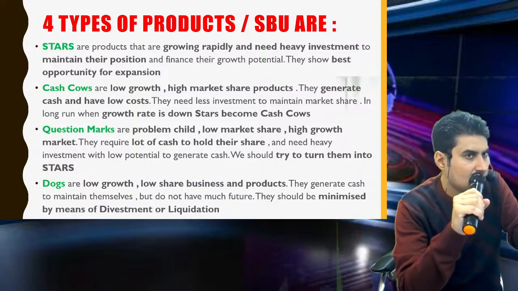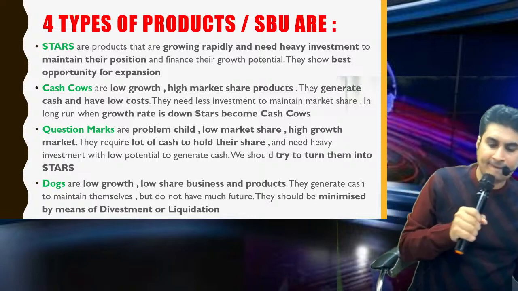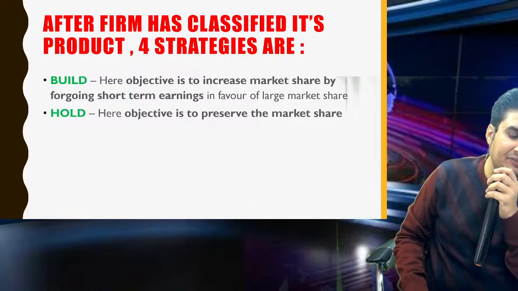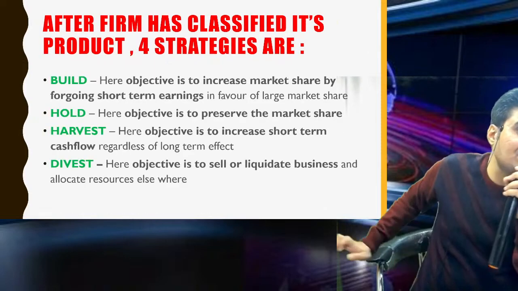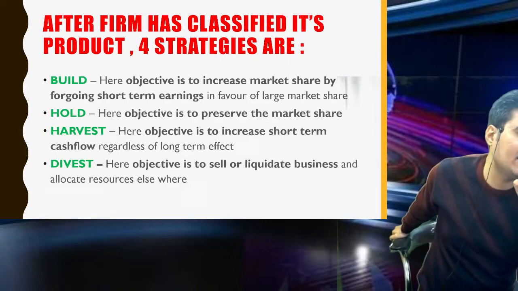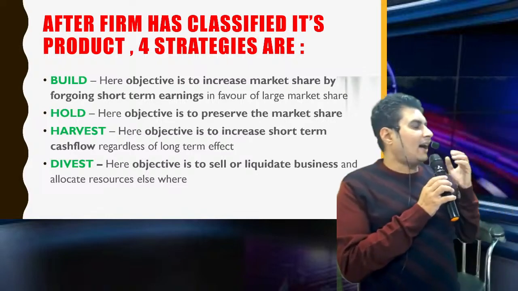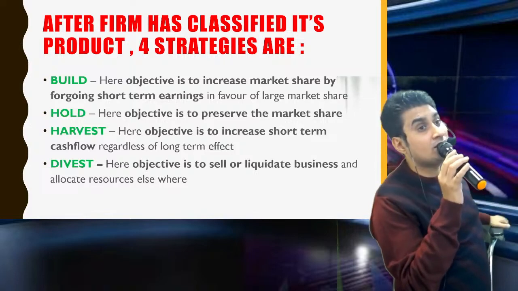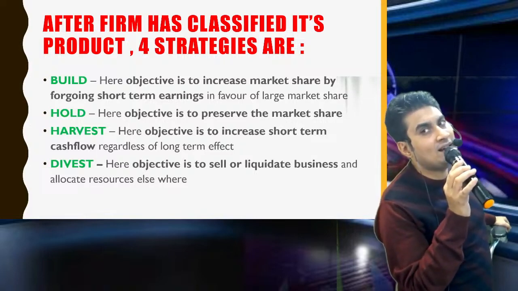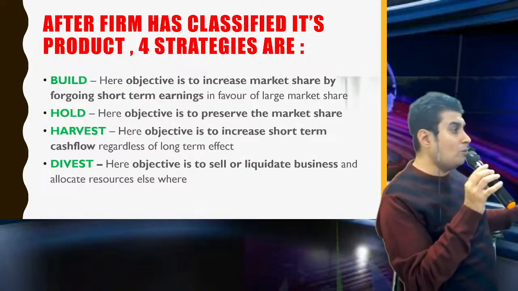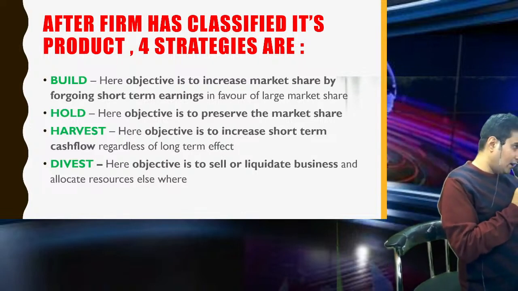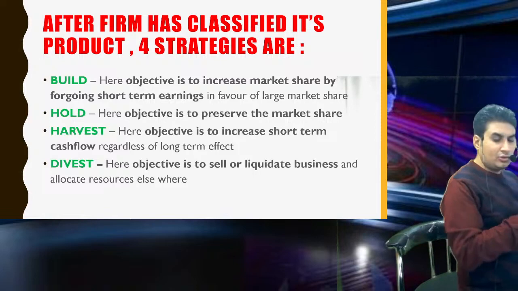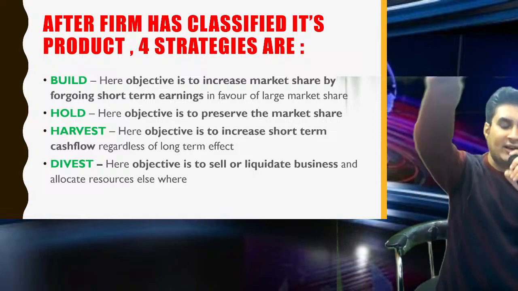Done. Okay. Now you have to write next. After a firm has classified its product, four strategies are there. Tell me the names: build, hold, harvest, divest. In hold, what will you write? Just preserve. Star. Whom do you have to build? Question mark. Whom do you have to harvest? Take maximum money. Cash cow. And whom do you have to sell? Divest. Dog. So you just have to write the opposite names so you remember at home also.